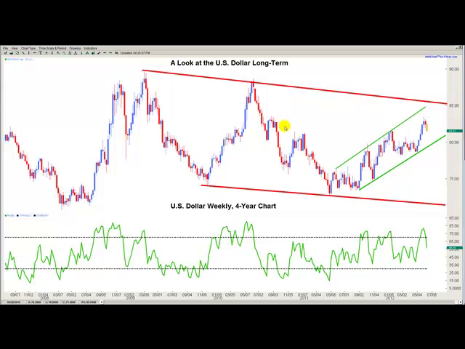I want to talk to you today about the long-term look at the U.S. dollar. We're looking at the U.S. dollar index on a weekly 4-year chart. So each candle is a week in time, and it spans back 4 years in time.